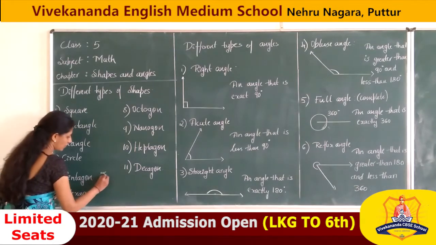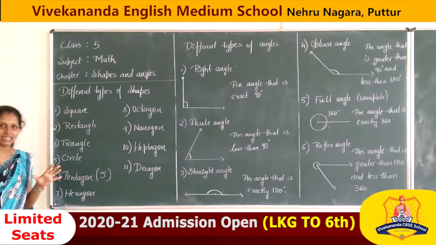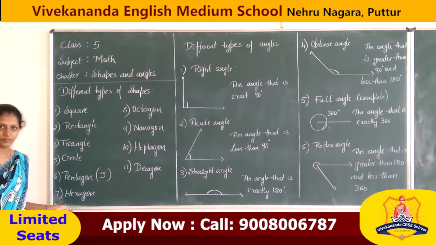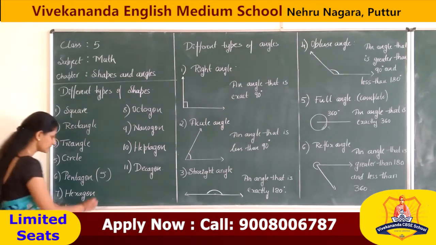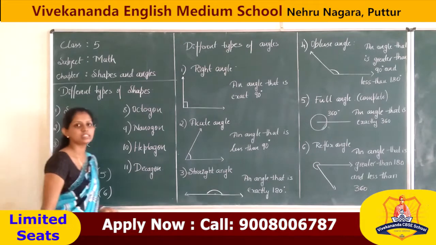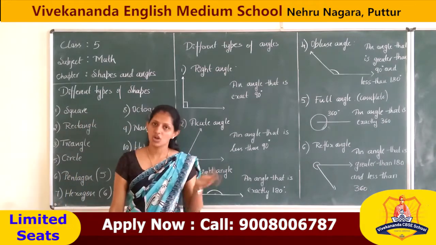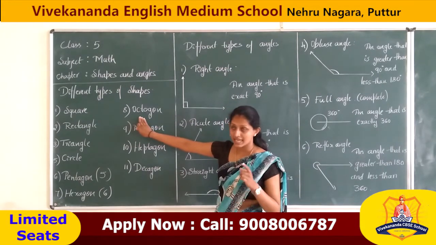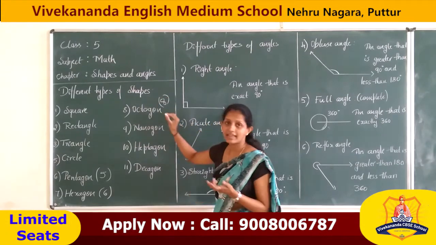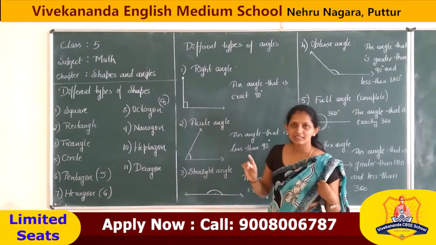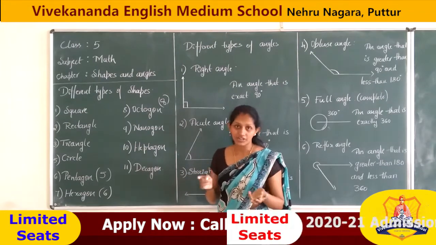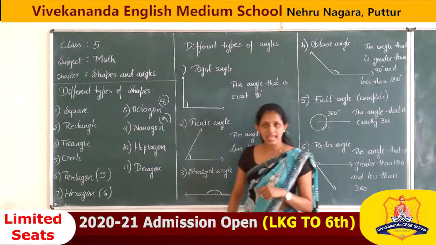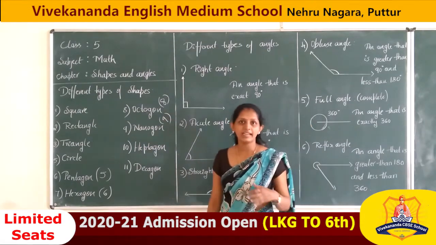5 sides, okay? Pentagon has 5 sides, 5 corners, 5 angles. Then hexagon, what about hexagon? It has 6 sides, 6 angles, 6 corners. Then comes octagon, it has 8. What is 8? 8 sides, 8 angles, 8 corners. Then nonagon, it is 9. 9 sides, 9 corners and 9 angles.